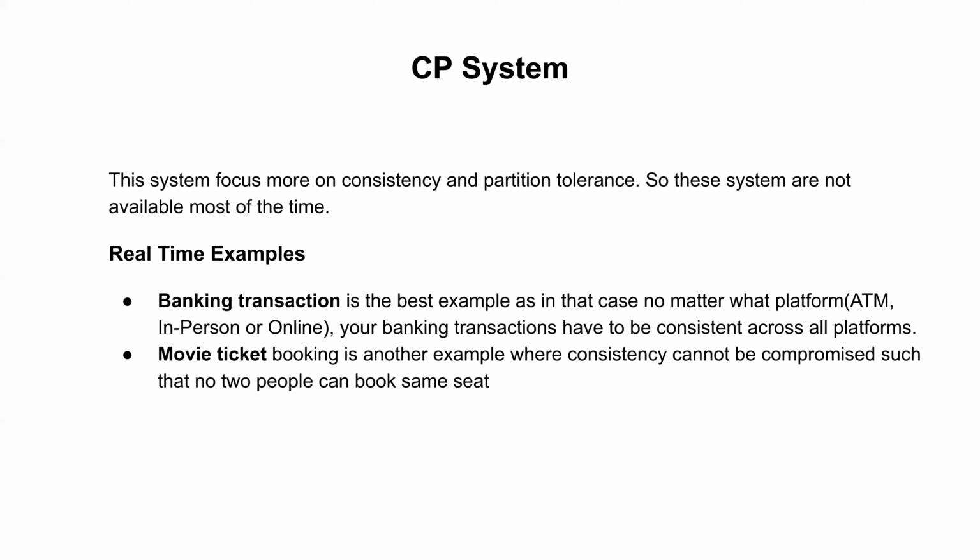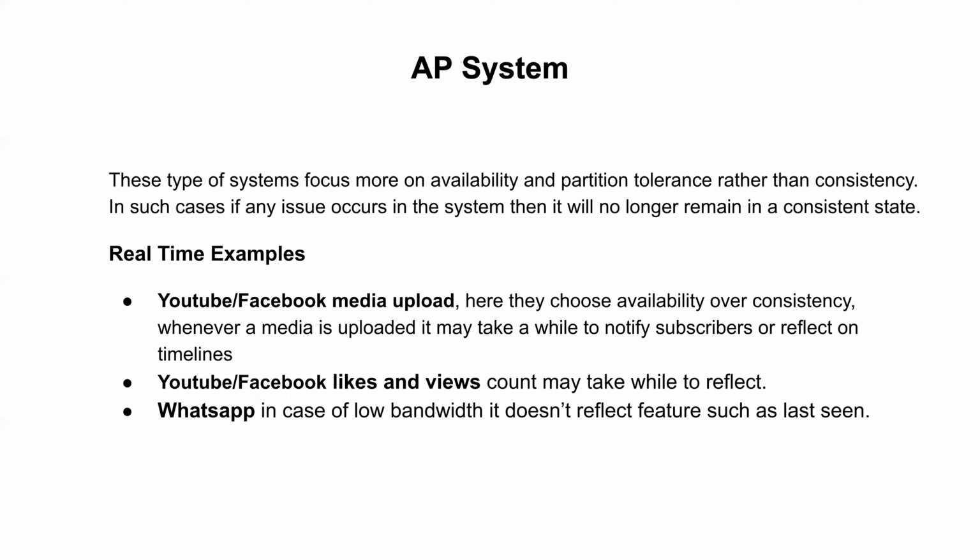Let's take an example of a movie ticketing system. Whenever we need to book a ticket for a movie, we must ensure no two people book the same seat. So we have to have consistency across all systems, whether it be on the booking counter or on the mobile app.